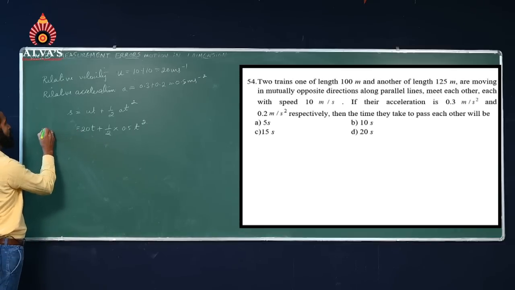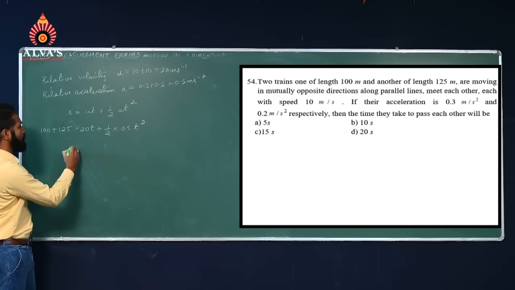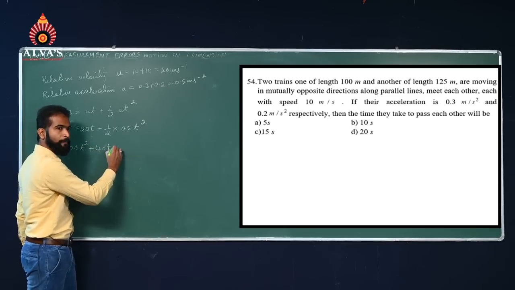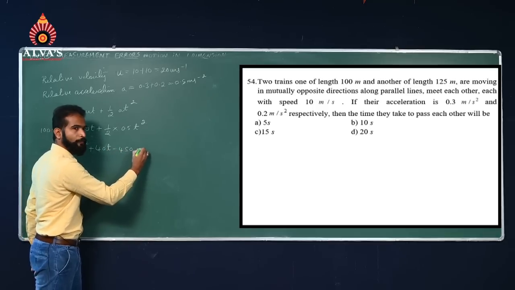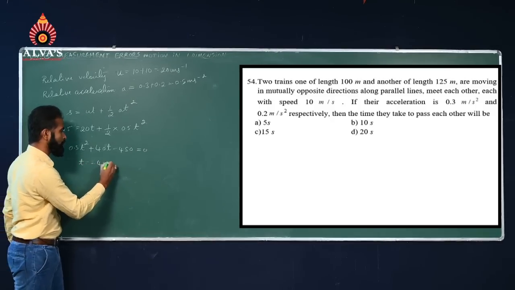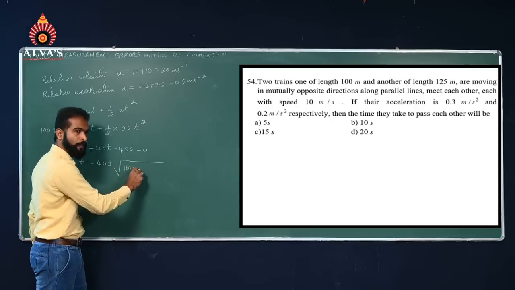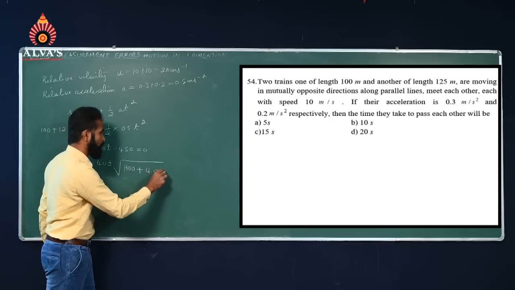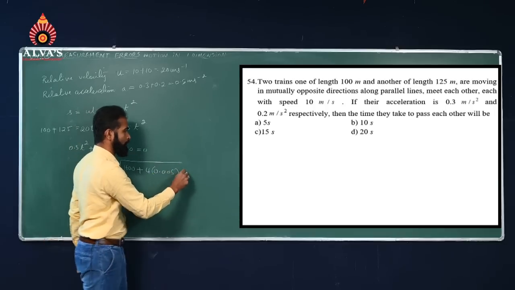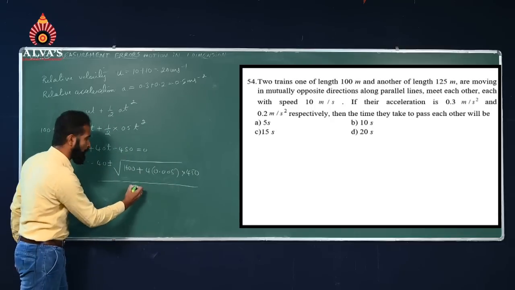So total length of both the trains is 100 meter and 125 meter. Let's solve this equation. We are going to get 0.5 t square plus 40t minus 450, that's equal to 0. Let's find the root of t. So t will be equal to minus 40 plus or minus root of 40 square, that is 1600, plus 4 into 0.005 into 450, entire thing divided by 1.